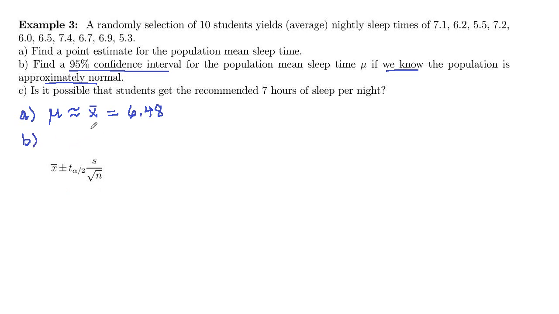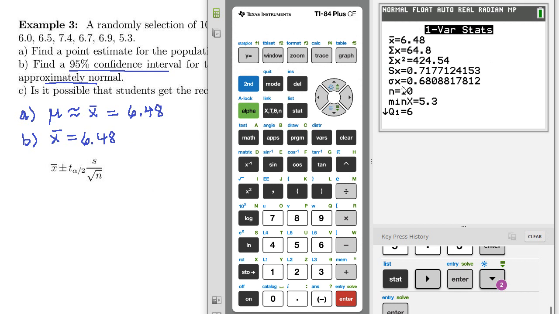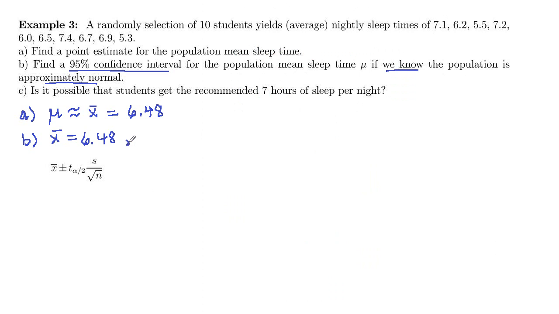So we know that our sample mean is 6.48. And if we go back to one variable stats again, we see that our sample standard deviation right there, 0.7177. So S is equal to 0.718. And then we are doing a 95% confidence interval, so alpha is 0.05. And that is the information that we have. We have 10 elements in our sample here, 2, 4, 6, 8, 10, so n is equal to 10.